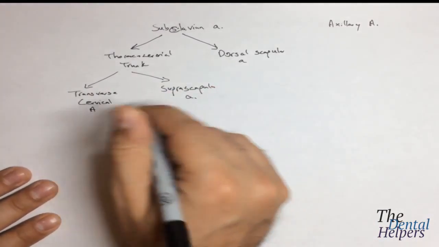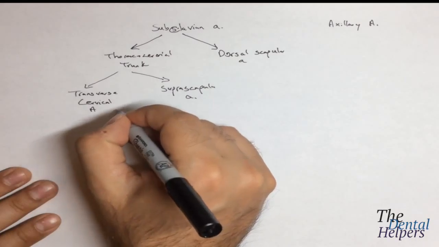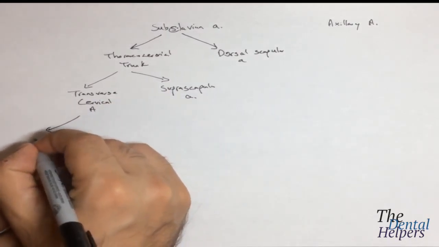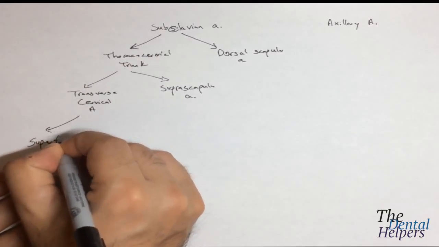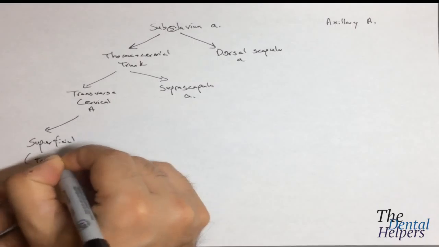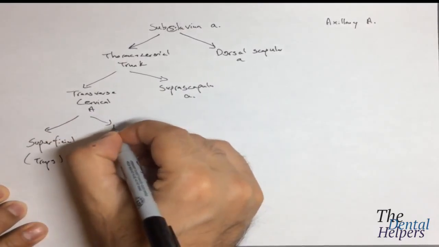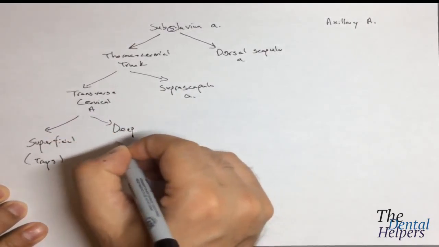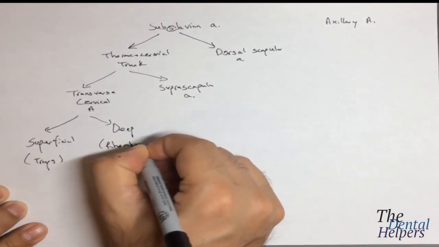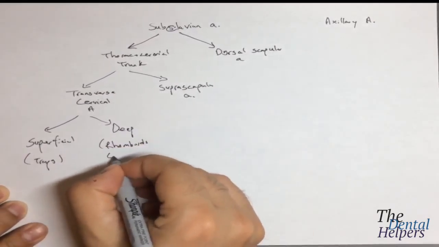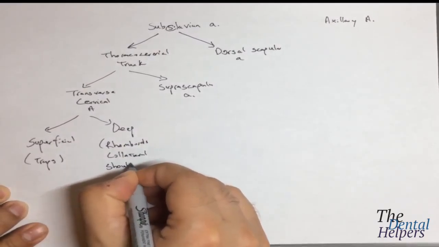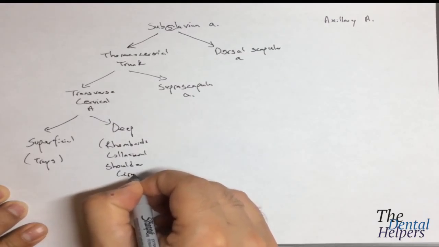So the transverse actually has two branches as well. It has the superficial, and this is going to feed your traps. Then you have the deep branch, and that's going to feed the rhomboids and the collateral shoulder circulation.